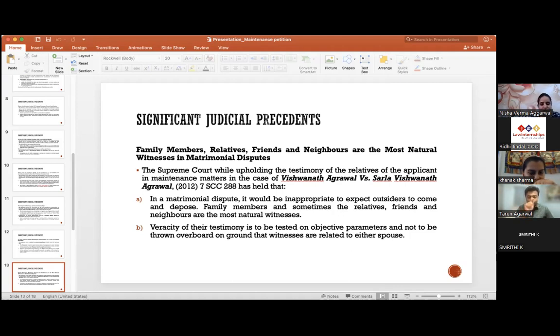So an affidavit will always say that I so and so, son of so and so, affirm this and state it on solemn oath. So that is the key essential. And if a person is found to be lying on oath, then that person can be prosecuted.